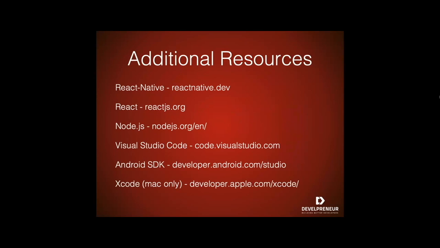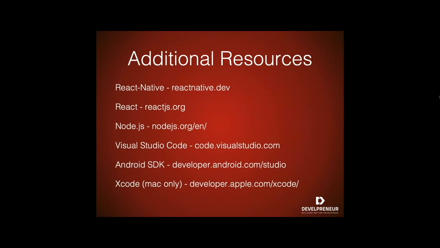Now, in order to use React Native, we need some additional resources. So I've listed them here. So we need React, Node.js, Visual Studio's Code, Android SDK, and Xcode. Now, Visual Studio's Code is the only one that's kind of optional in this case because you can really use any text editor to edit your code. But Visual Studio's Code really seems to be kind of the de facto editor for React and React Native. It's just so easy to use, and you'll see that today.